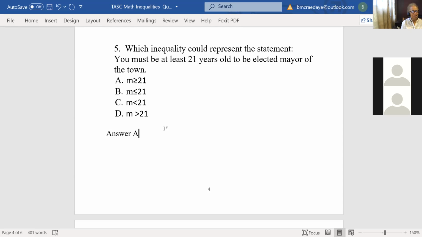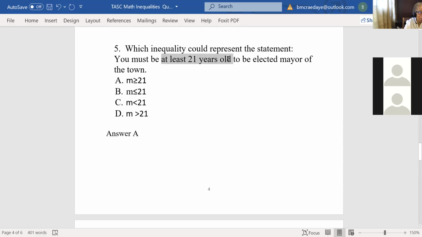Because I do more of the answers. I figured out I was reading them wrong all the time. Okay, so now you're reading them right. That's good. Must be at least 21.